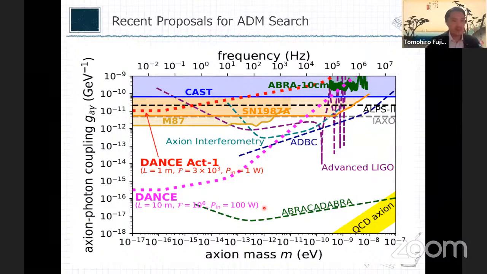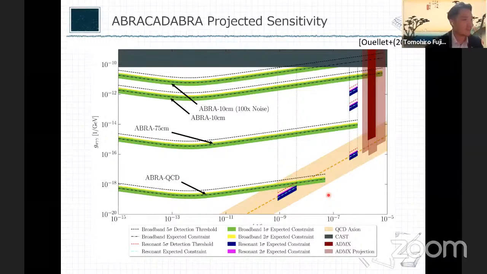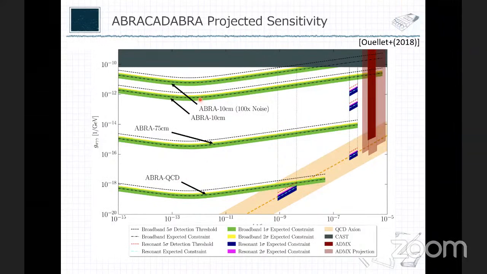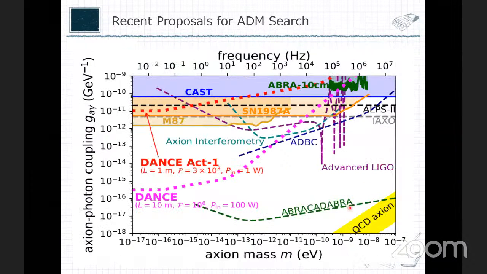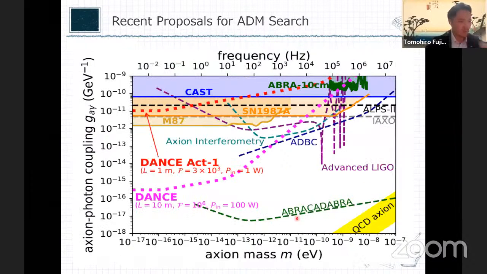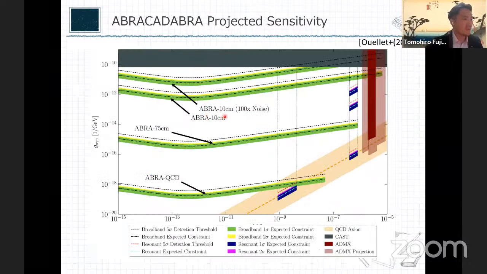And so this Abracadabra looks so good, and it's complementary. So the best sensitivity mass region is defined, but I should quickly go through Abracadabra. So the current status is, they have a plan. This is a full size Abracadabra, with really remarkable sensitivity. But they of course started with a smaller one, 10-meter size.